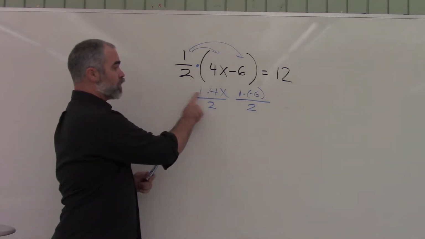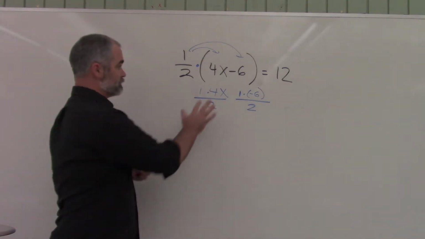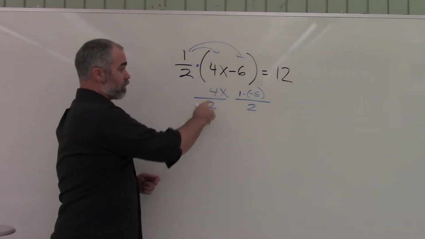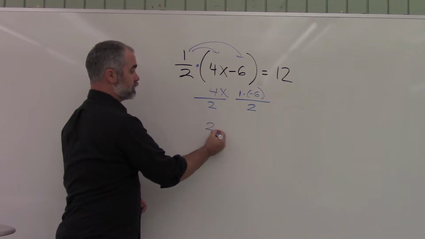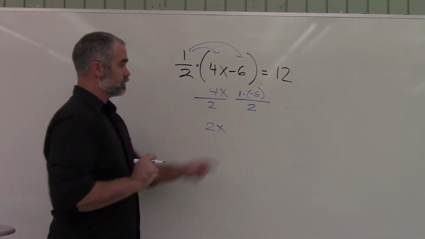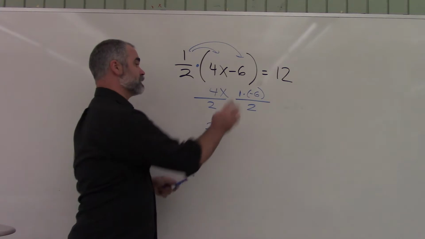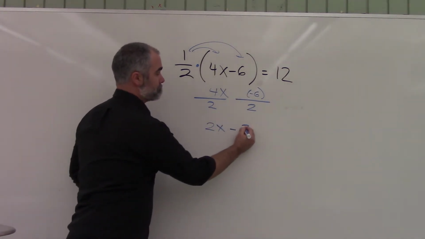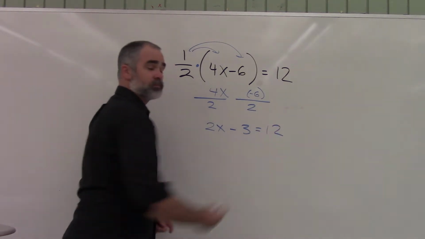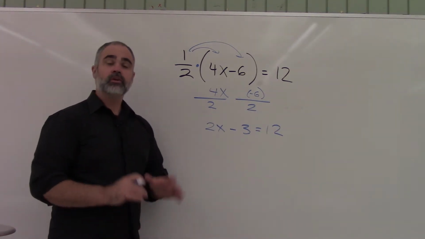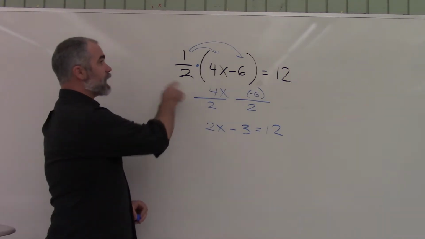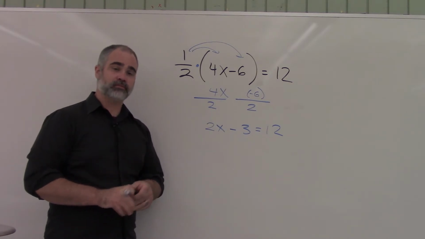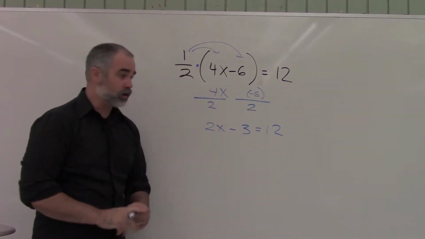So let's see what this is. 1 times 4x is just 4x. It's a Ninja 1. I don't even need to write it down. So then all I need to do is divide. 4 divided by 2 is 2x. Over here, same thing. 1 times negative 6, that's just negative 6. Negative 6 divided by 2, minus 3. Not that scary, right? Try not to panic if you see fractions out in front, because all it means is a division problem. Multiply on the top, I divide on the bottom.